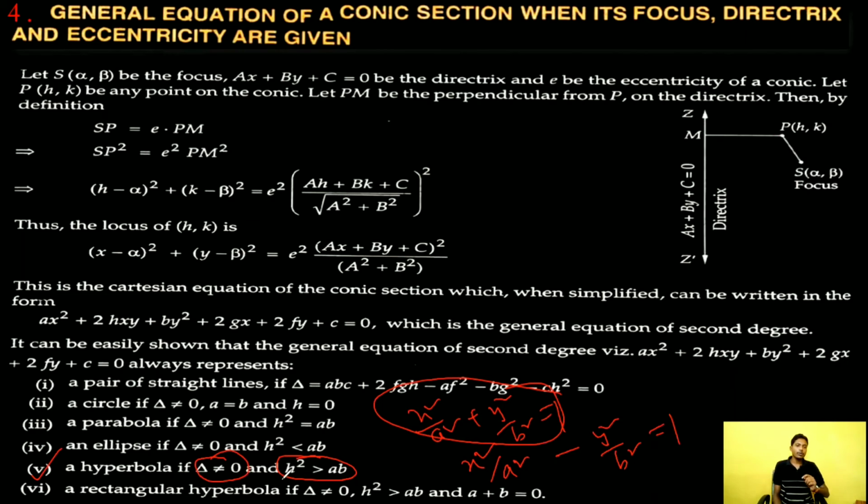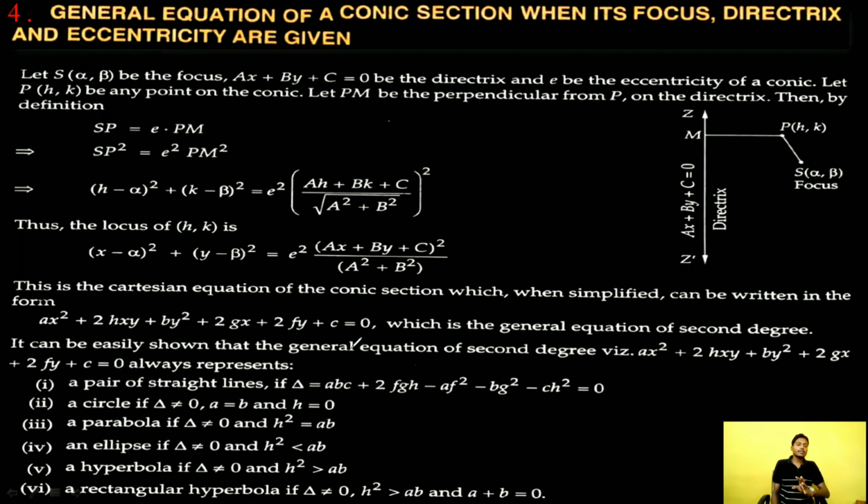Now when delta is not equal to 0 and h square is greater than ab and a plus b is equal to 0, then we will have a rectangular hyperbola, and the equation of rectangular hyperbola is xy is equal to c, where c is a constant. Clear? Now we will discuss circle, parabola, ellipse and hyperbola in separate videos.